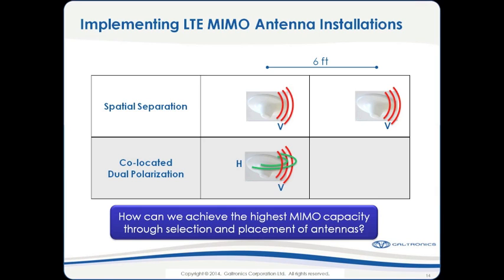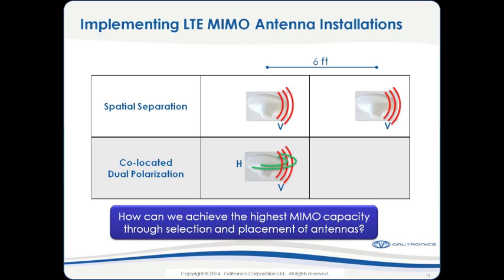Well, the simple approach is you just install 2 vertically polarized antennas and separate them by a suitable distance, which probably is around 6 feet, and you can get MIMO capacities in that case. But the downside of that is, from an installation standpoint, I have to have an extra length of cable to get to that 6-foot distance, and I have to punch 2 holes in the ceiling. So there's a little bit extra installation cost, labor, and time.